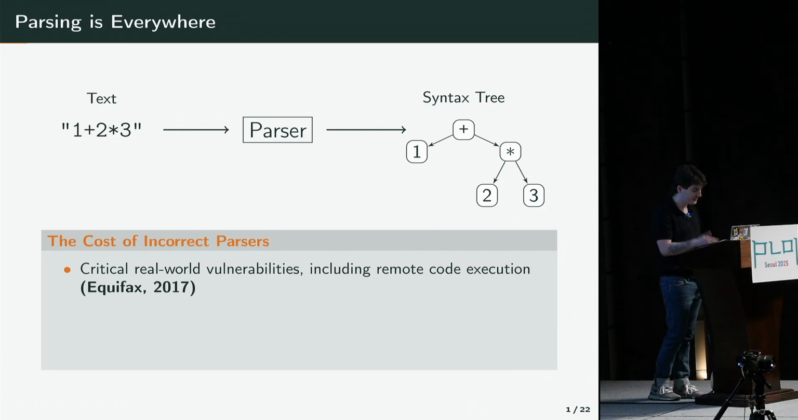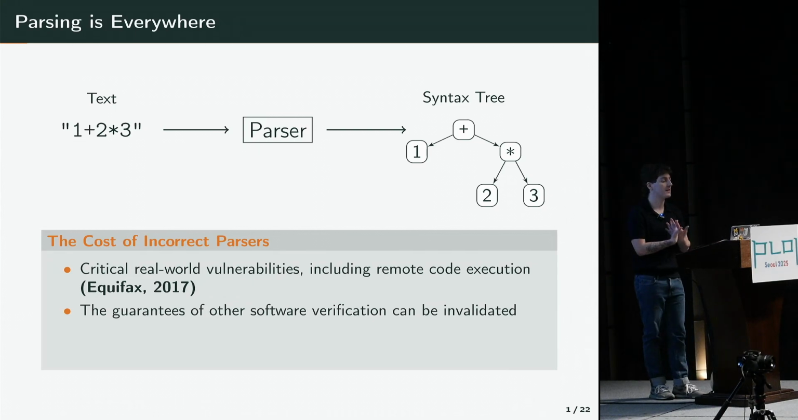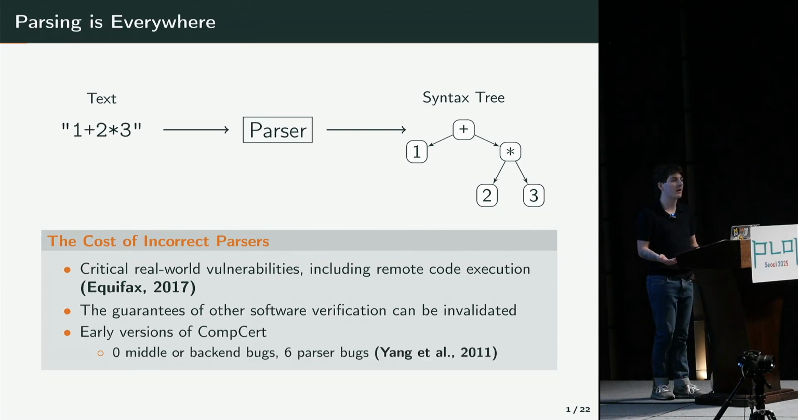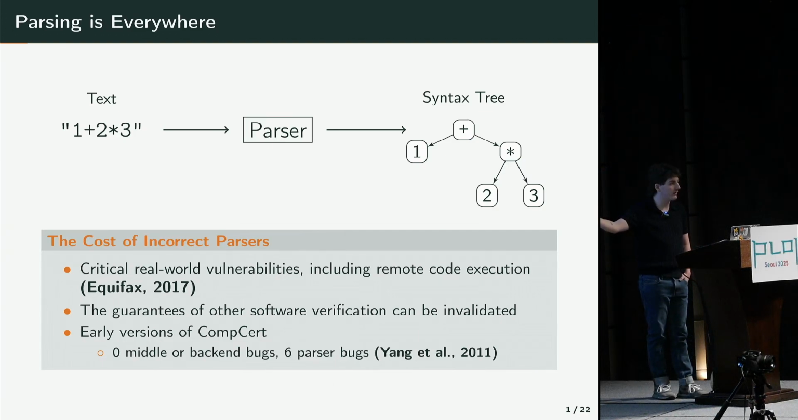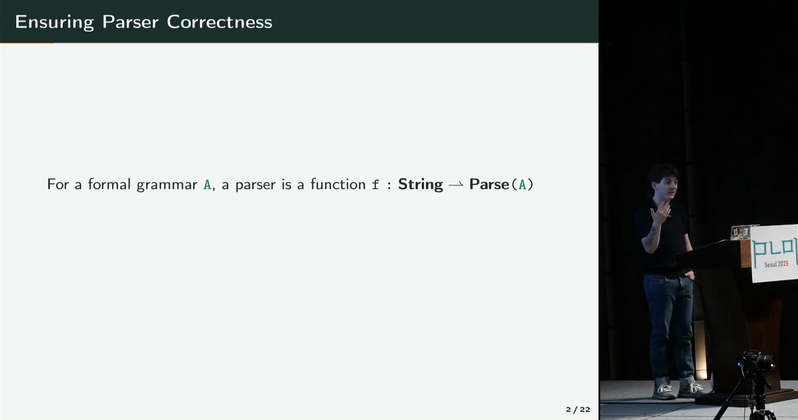And for the people here at PLDI, verified parsing is also important because unverified parsers can jeopardize the guarantees of otherwise verified software. For instance, early versions of the CompCert verified compiler didn't have a verified front end, and the Csmith bug finding project found 0 middle or back end bugs, but it found 6 parsing bugs, meaning a user of CompCert as an end-to-end system has a slightly weakened correctness theorem that they can leverage from this as a verified compiler.